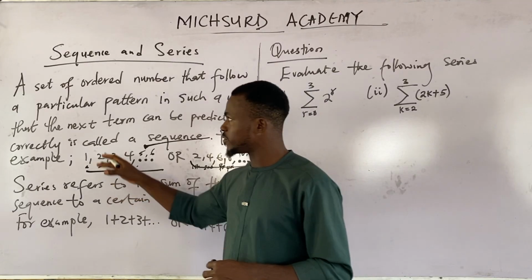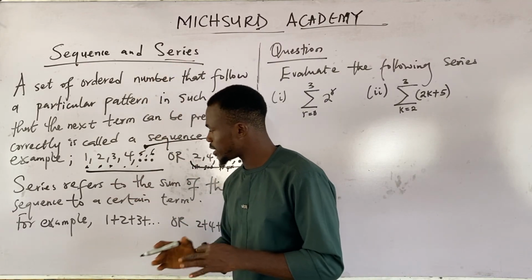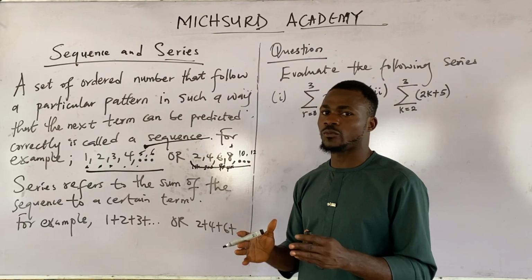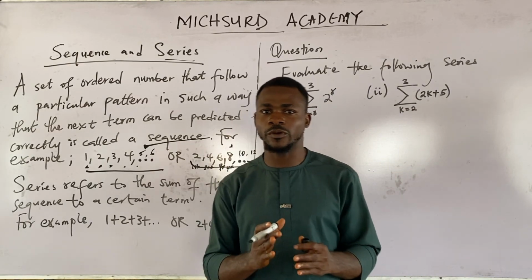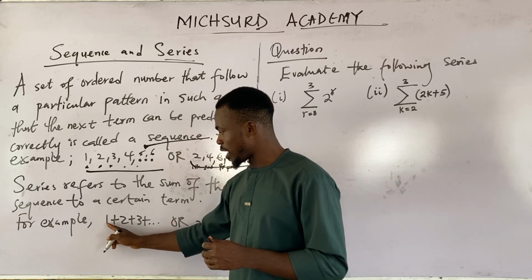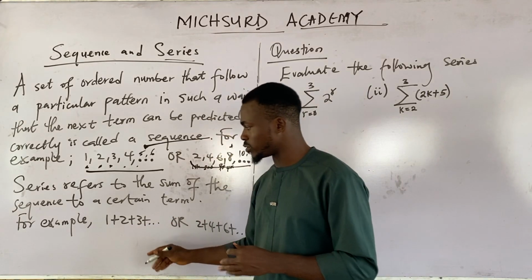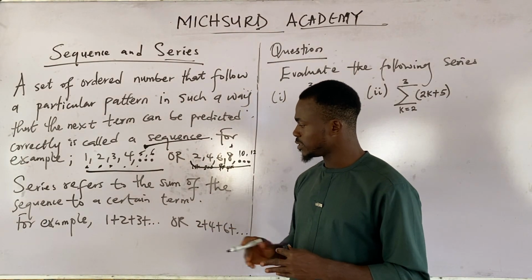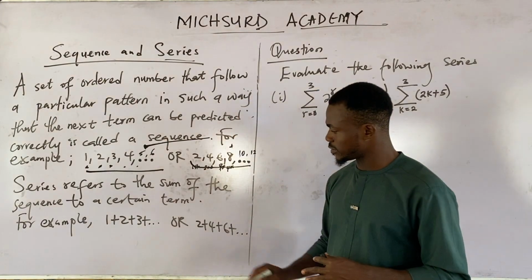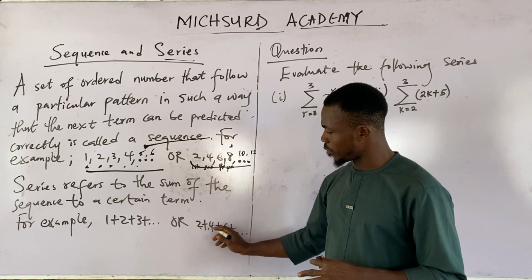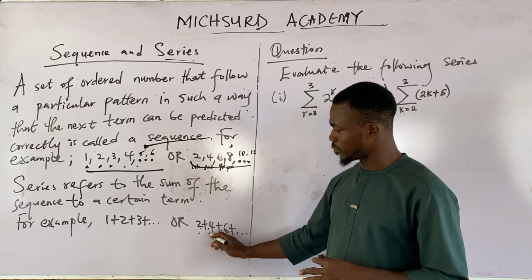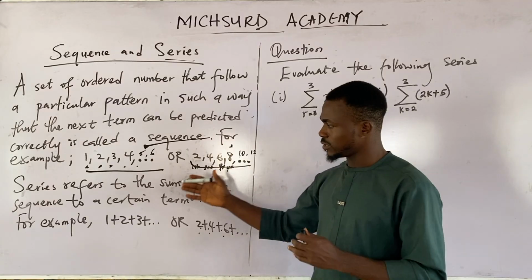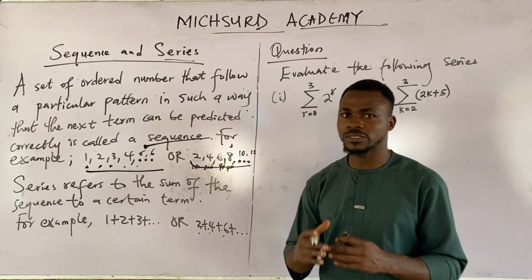Now, we also have the series. A series, on the other hand, is the sum of the sequence up to a certain term. So the summation of the sequence gives us the series. For example, we have 1 plus 2 plus 3 and so on. This is an infinite series where you can continue to infinity. So the first term is summed with the second term, with the third term, and so on. The summation of the sequence gives us the series.